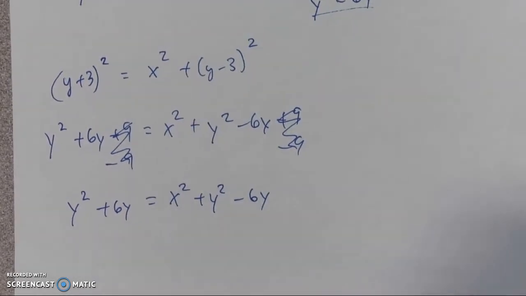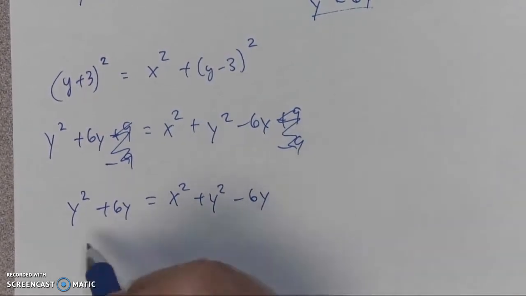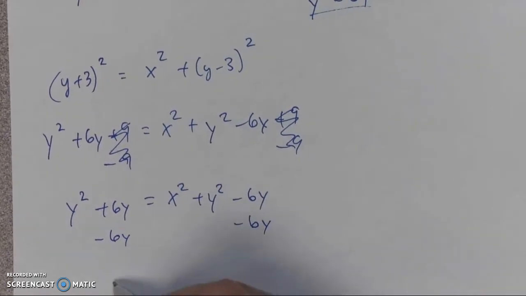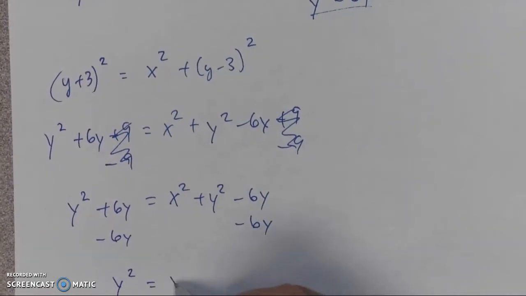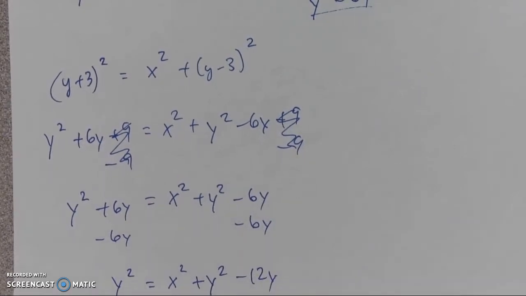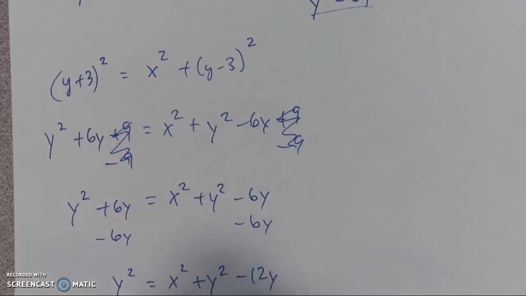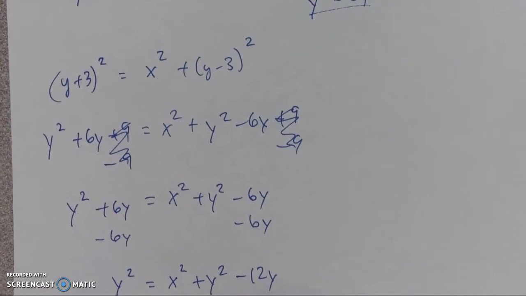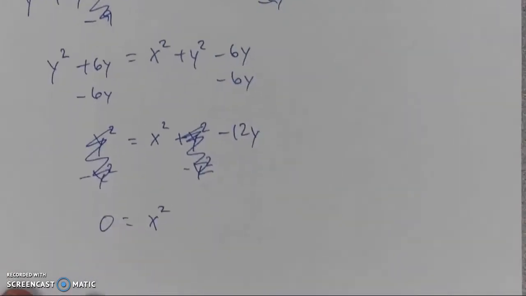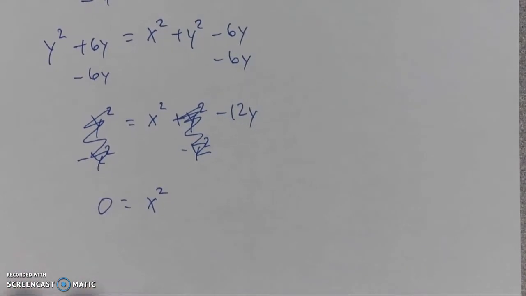Here, we're going to try to get all the y's on one side. So I'm going to subtract 6y from both sides. This would be y squared equals x squared plus y squared minus 12y. I would subtract y squared from both sides. So this would give me 0 equals x squared. These y's go away. Oops. So 0 equals x squared minus 12y.